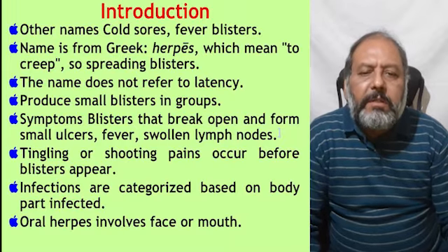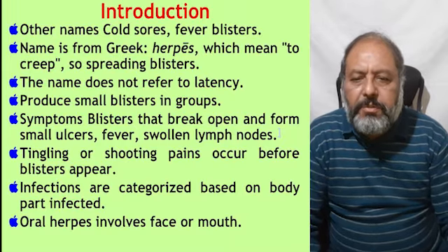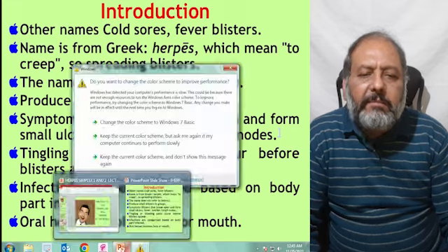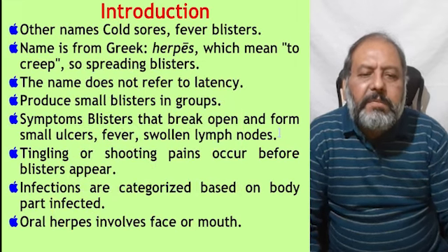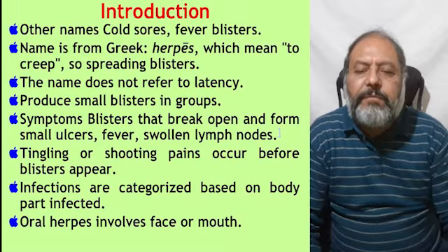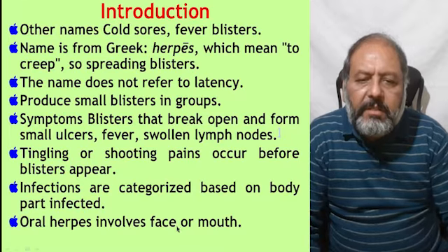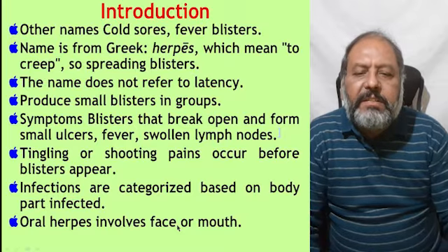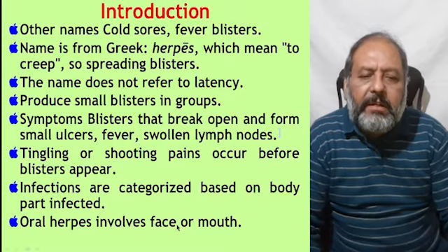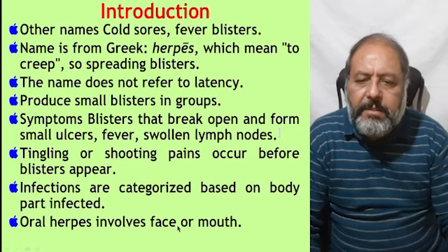It produces small blisters in groups, and the symptoms are blisters that break open and form small ulcers with fever and swollen lymph nodes. There is tingling or shooting pain that occurs before the blisters appear.